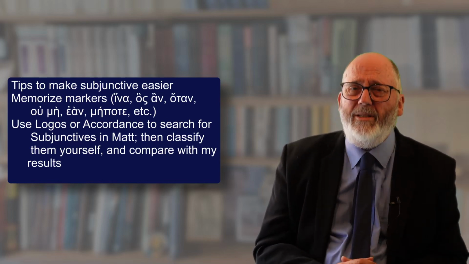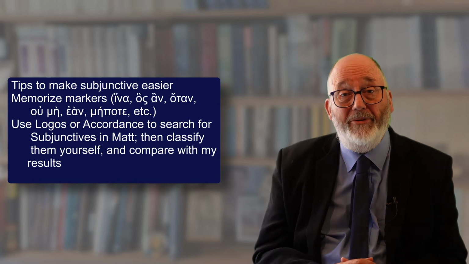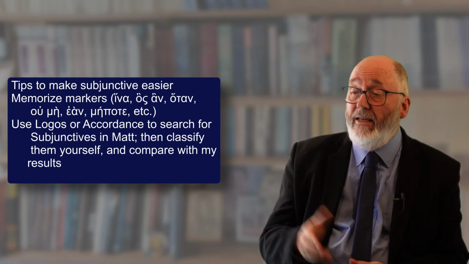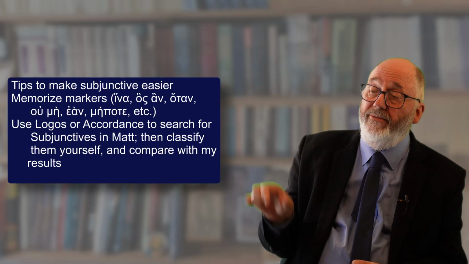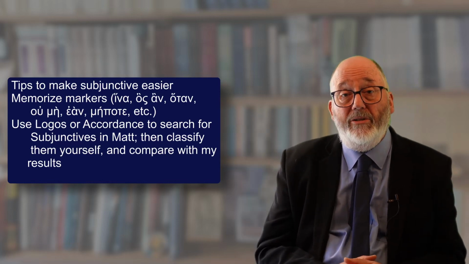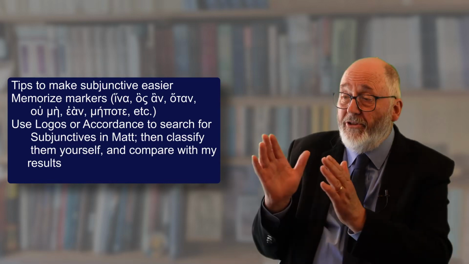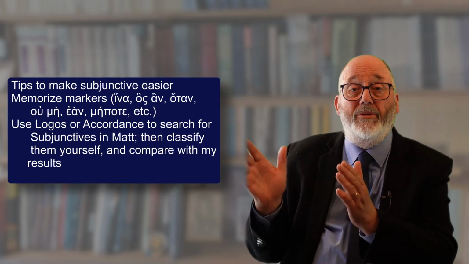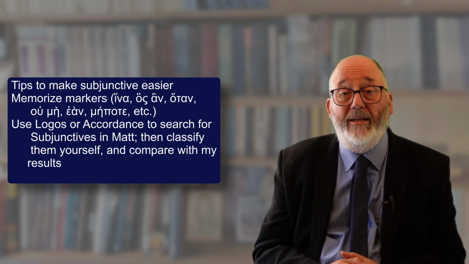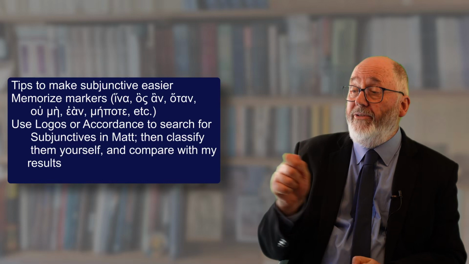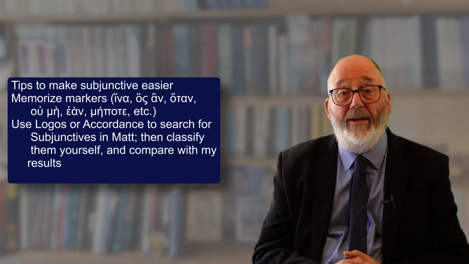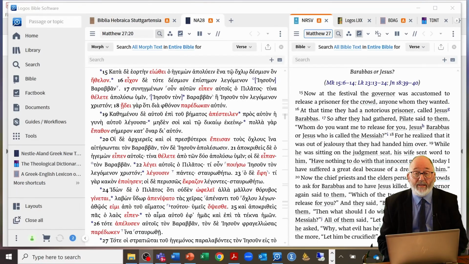If you really want to know the subjunctive, why don't you mirror the process that I went through? Here are the uses of the subjunctive. There are the flags. Why don't you just use Logos or Accordance to search for all of the examples of a subjunctive in the Gospel of Matthew and go through and just classify them as you come to them. In both Logos and Accordance, it's relatively straightforward to obtain a report that lists all the verbs in Matthew that are in the subjunctive mood.